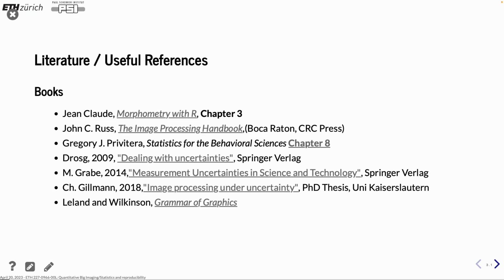There are quite many books actually, and the first two we have already seen. Then we have a little bit about statistics, about how to do hypothesis testing. And finally, there is also a book about graphics, how to visualize data and how to work with it.